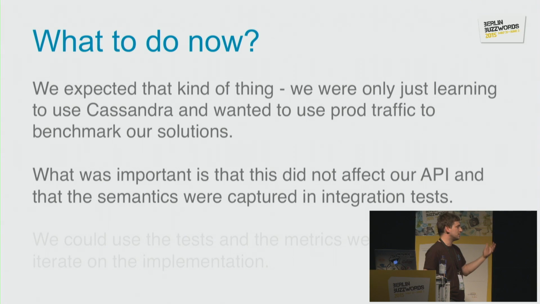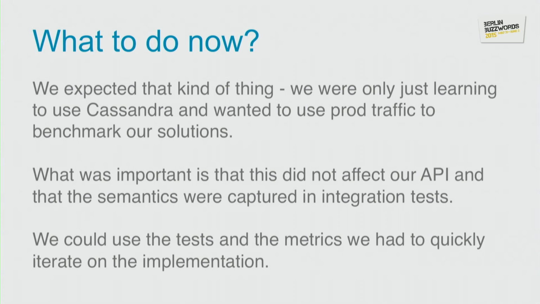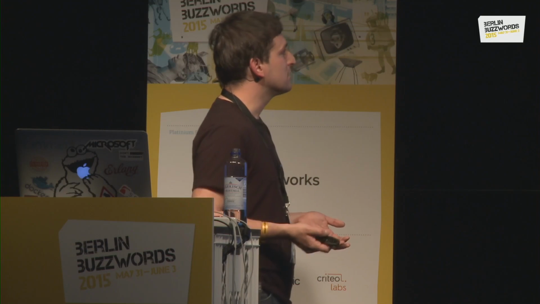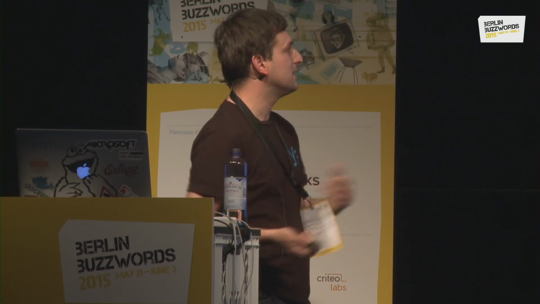But what was important is that our API was already established, and we had the semantics of that API well captured in tests. And we had this migration task available. So we could use our metrics, our tests, and the migration to quickly iterate on implementation. So this was a bit of a setback, but it wasn't the end of the world. So we came up with a second design, which was a bit dramatically different. We forgot all the Cassandra extras and designed around what it's good at.